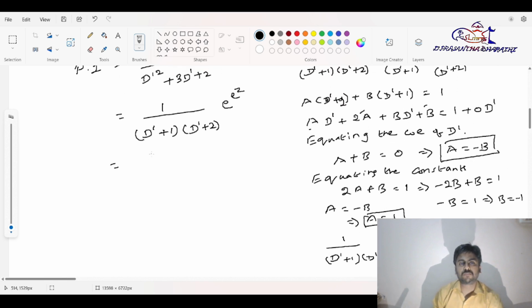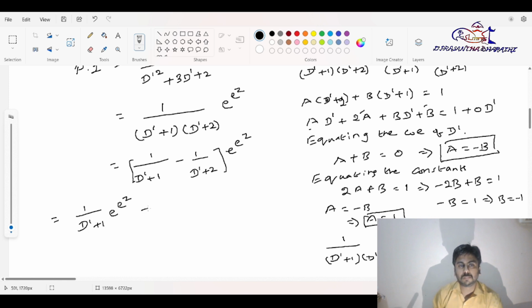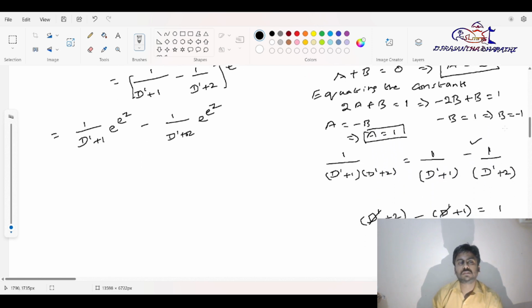So this will become 1 divided by D dash plus 1 minus 1 divided by D dash plus 2 into e power z. Okay, now I am going to split this PI. 1 divided by D dash plus 1 into e power z minus 1 divided by D dash plus 2 into e power z.